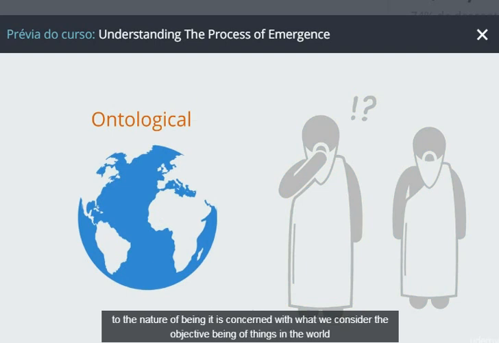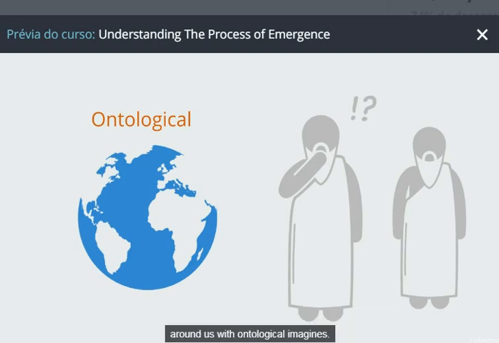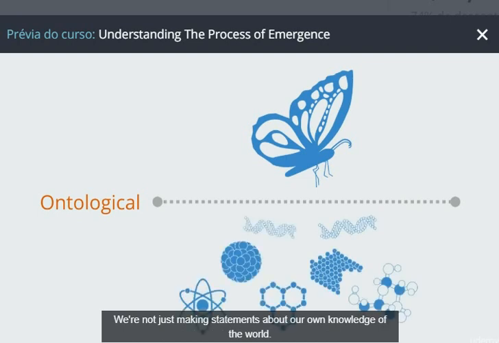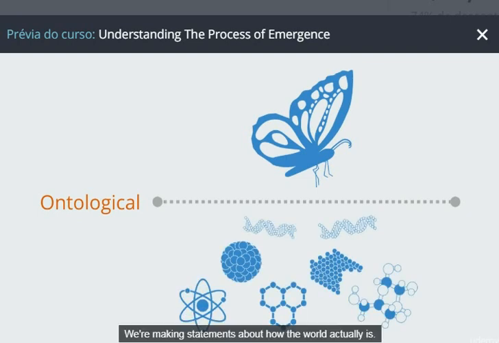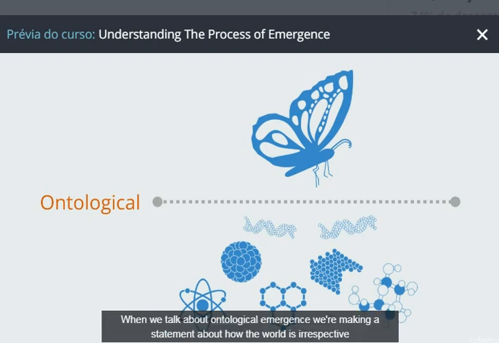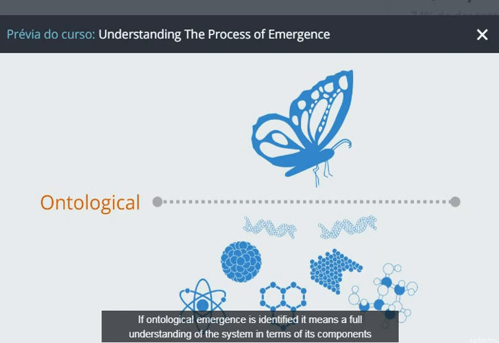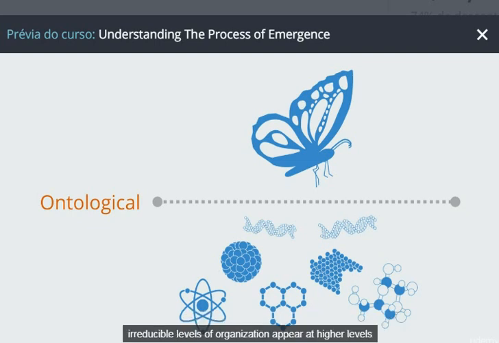Ontology refers to the nature of being. It is concerned with what we consider the objective being of things in the world around us. With ontological emergence, we're not just making statements about our own knowledge of the world, we're making statements about how the world actually is. When we talk about ontological emergence, we're making a statement about how the world is, irrespective of our understanding of it. If ontological emergence is identified, it means a full understanding of the system in terms of its components is not possible in theory, not just because of practical constraints, but because new and fundamentally irreducible levels of organization appear at higher levels.